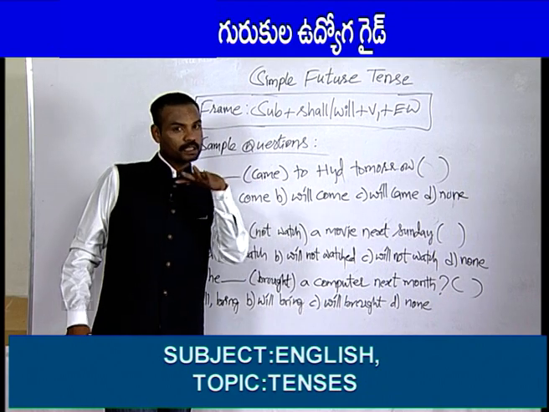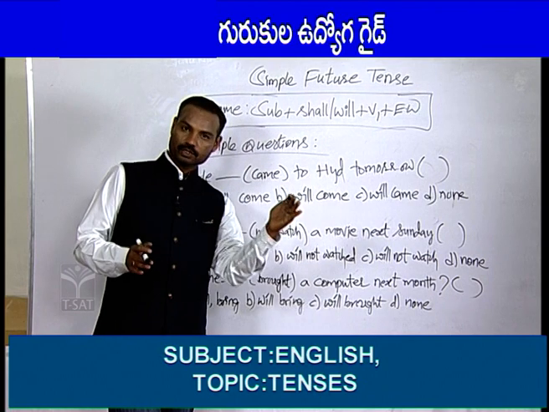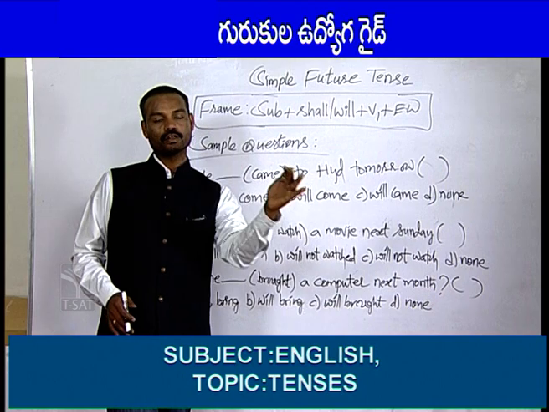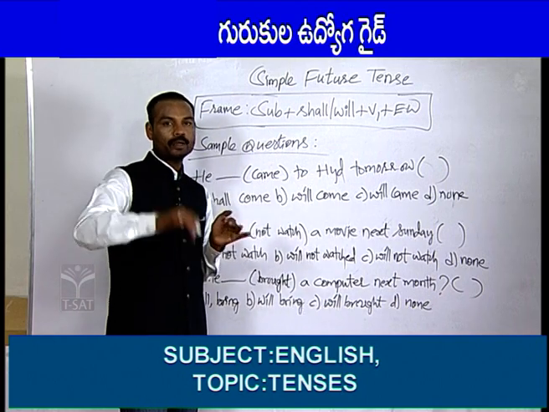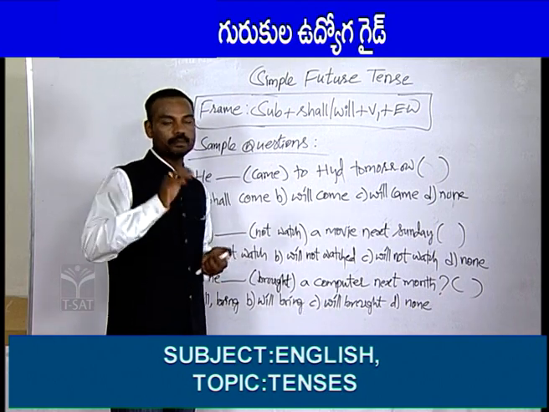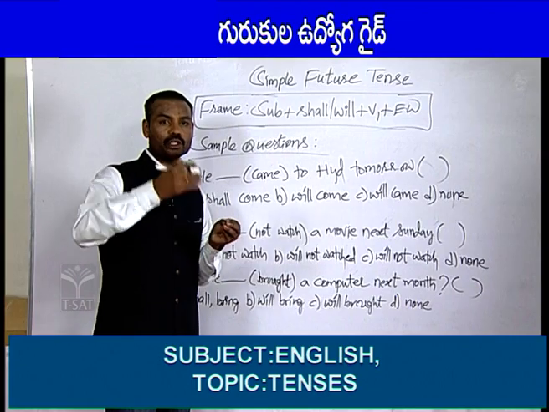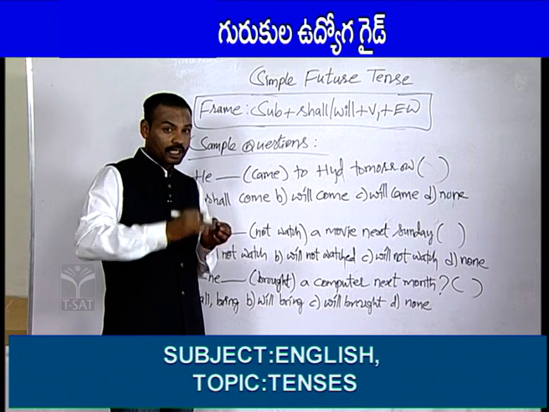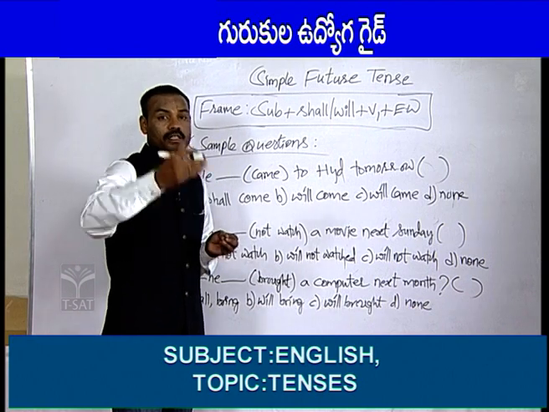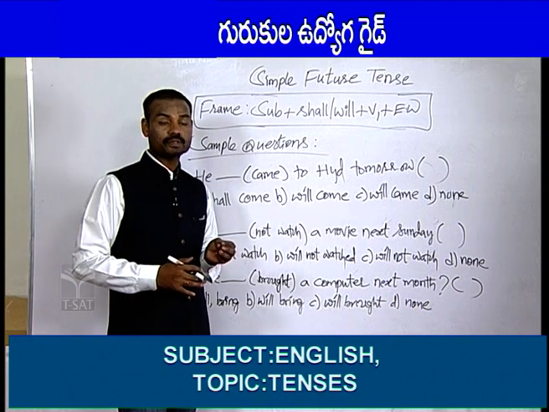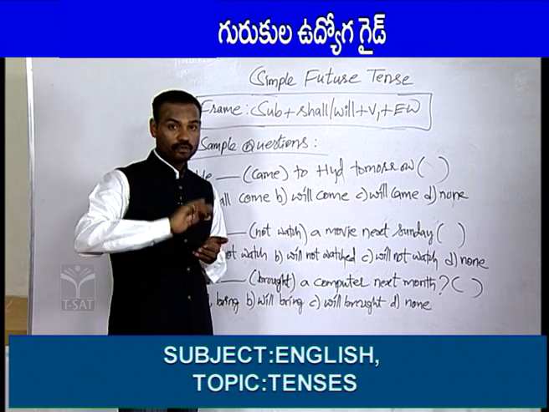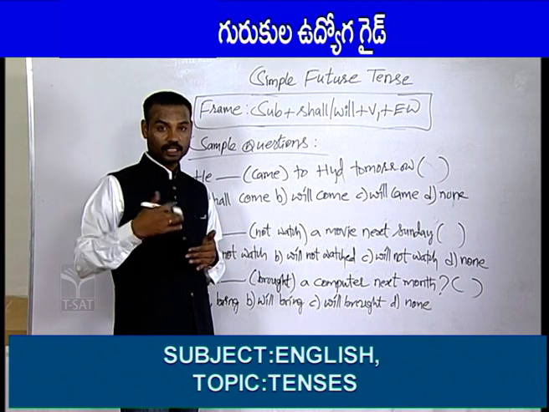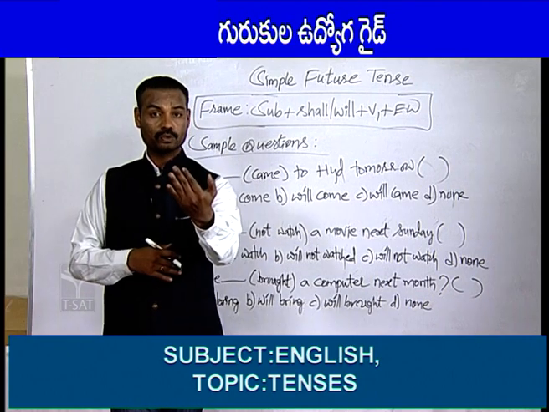In every tense there are 4 types of sentences: positive, negative, interrogative and negative interrogative. Now I am going to give you the types of sentences in simple future tense. Srikanth will go to Jubilee Hills tomorrow is a positive sentence. The negative sentence: Srikanth will not go to Jubilee Hills tomorrow. The interrogative: Will Srikanth go to Jubilee Hills tomorrow? The negative interrogative: Won't Srikanth go to Jubilee Hills tomorrow?